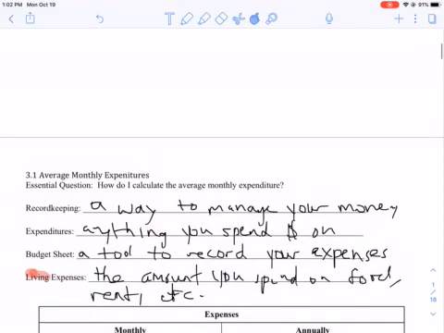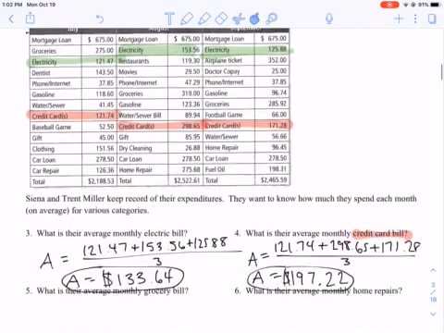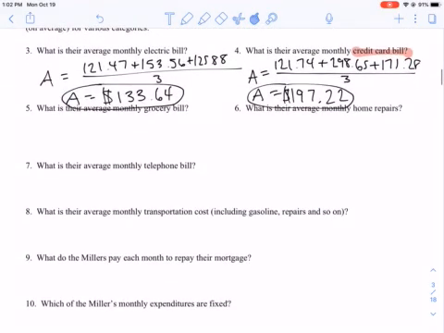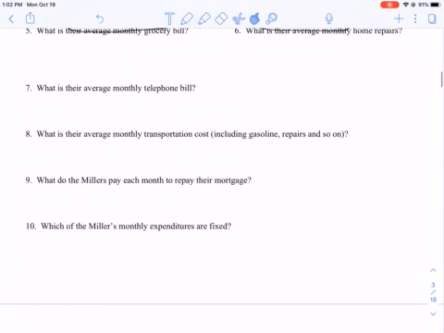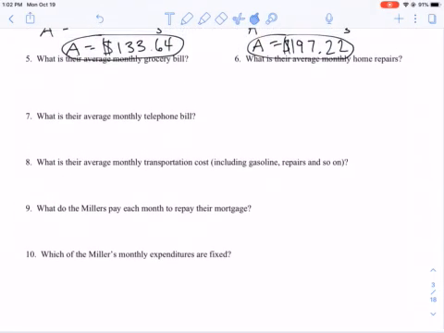So that's how we calculate our average monthly expenditures. Get on Google Classroom, do the Google form, and turn it in so we can move on to the next section.